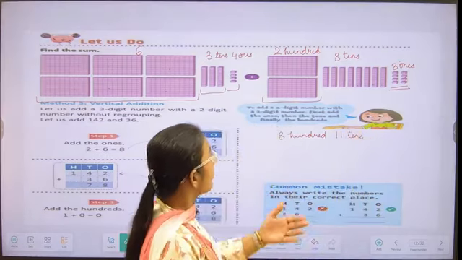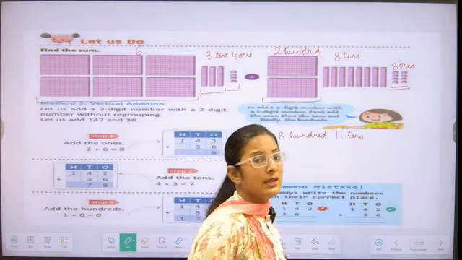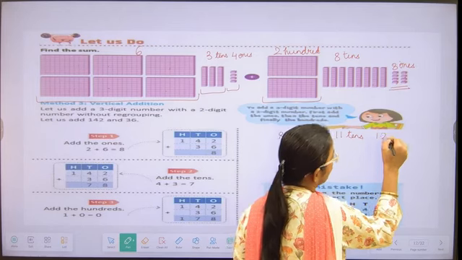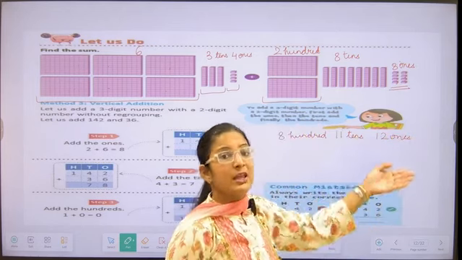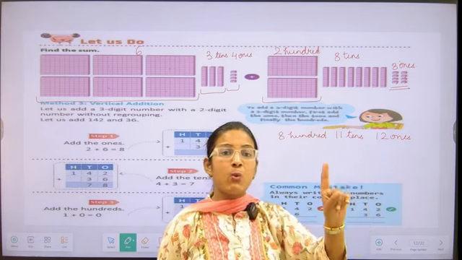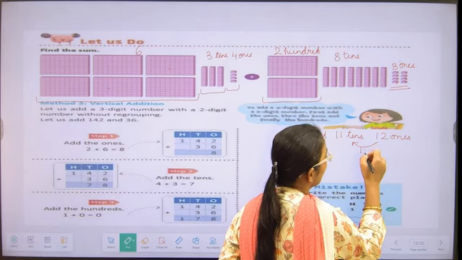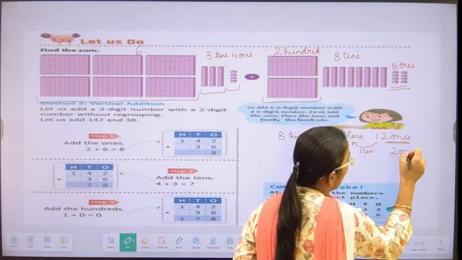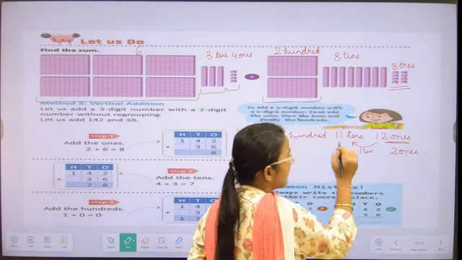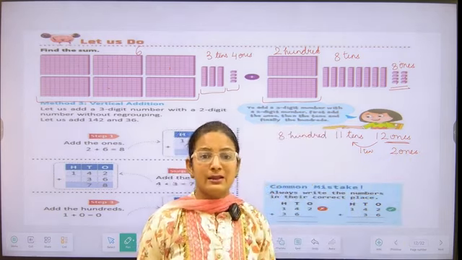Let's move further. We are having 4 ones and 8 ones. It will make 12 ones. So students, we know that every 10 ones will make 1 ten. So we can give 1 ten to the tens. And how many ones are left here? Only 2 ones. If I'm adding 1 ten to 11 tens, it will make 12 tens.